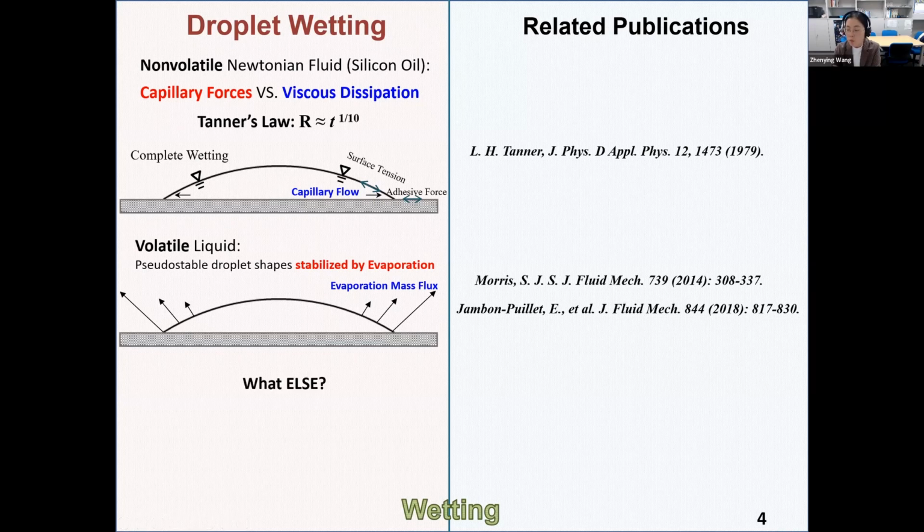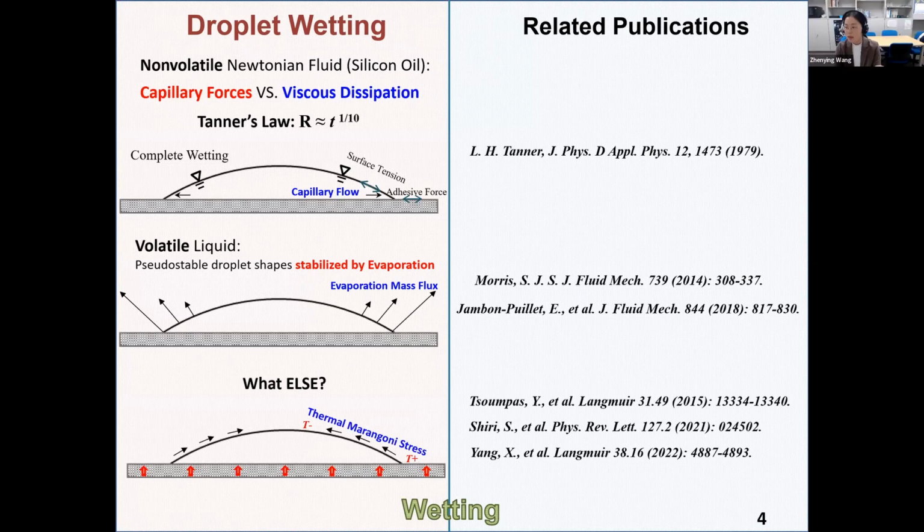So the thing is, what else? Is there any other mechanism that would come into play besides the capillary effect, viscous dissipation, and the evaporation effect? So, yes, the answer is yes.